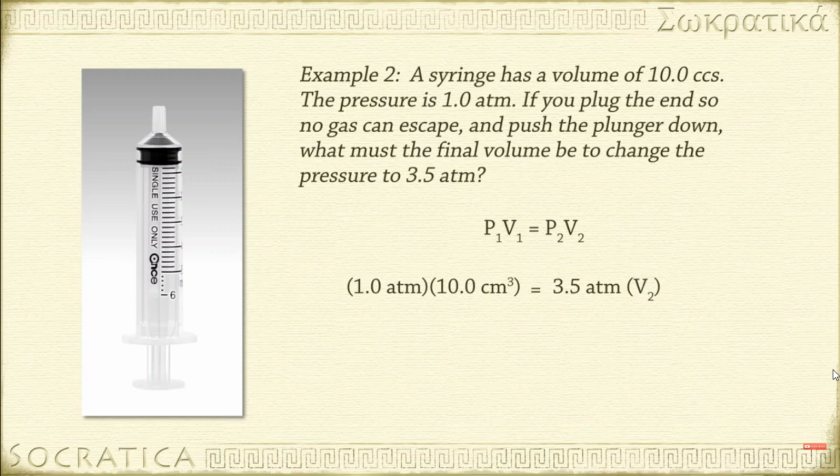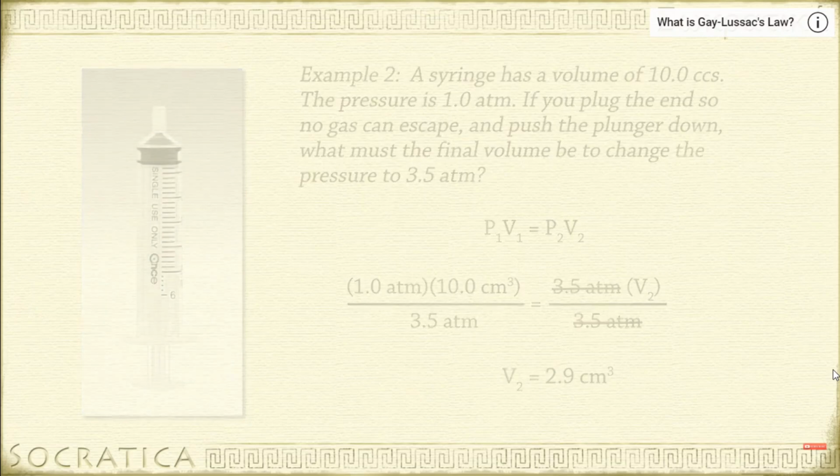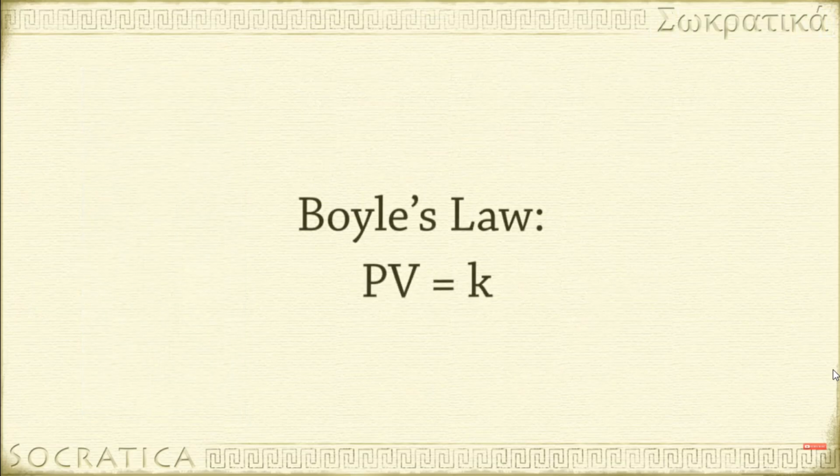Solve for V2. Divide both sides by 3.5 atmospheres. 1.0 atmospheres times 10.0 centimeters cubed divided by 3.5 atmospheres equals V2. V2 equals 2.9 centimeters cubed, or 2.9 cc's. Boyle's law relates pressure and volume.